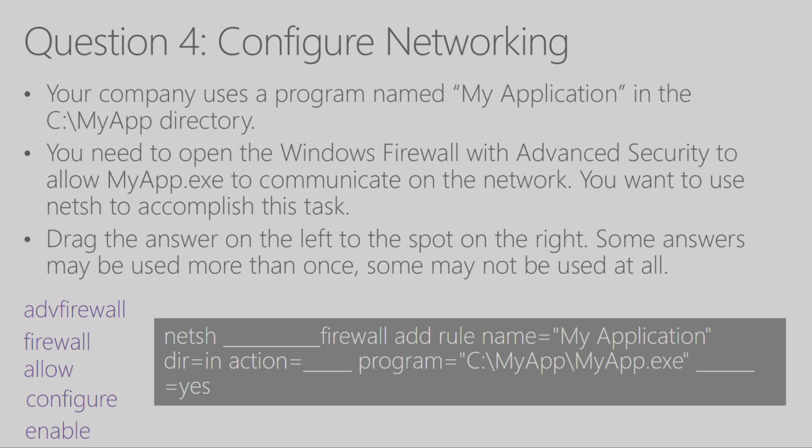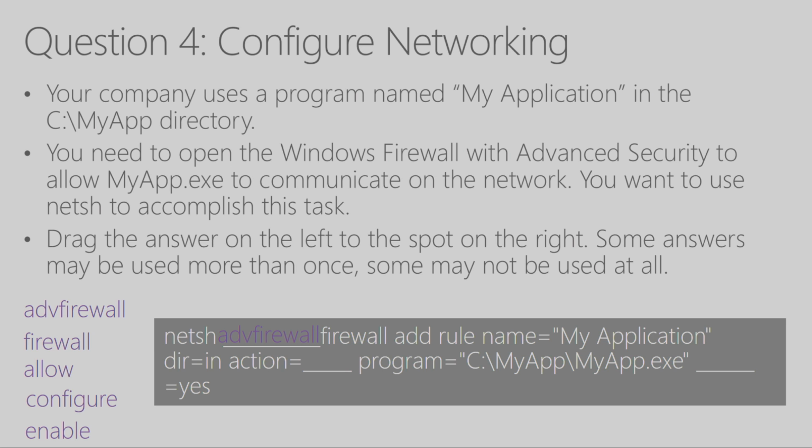And we reach another question. Your company uses programs named My Applications in the C:\MyApp directory. You need to open the Windows Firewall with Advanced Security to allow myapp.exe to communicate on the network. You want to use netsh to accomplish this task. Drag the answer on the left to the spot on the right. Some answers may be used more than once. Some may not be used at all. So what this is, we've listed out on the left the possible options that you can select, and you really want to drag them and put them in the right place. So anyone want to take a guess at netsh, what goes right there next to firewall?